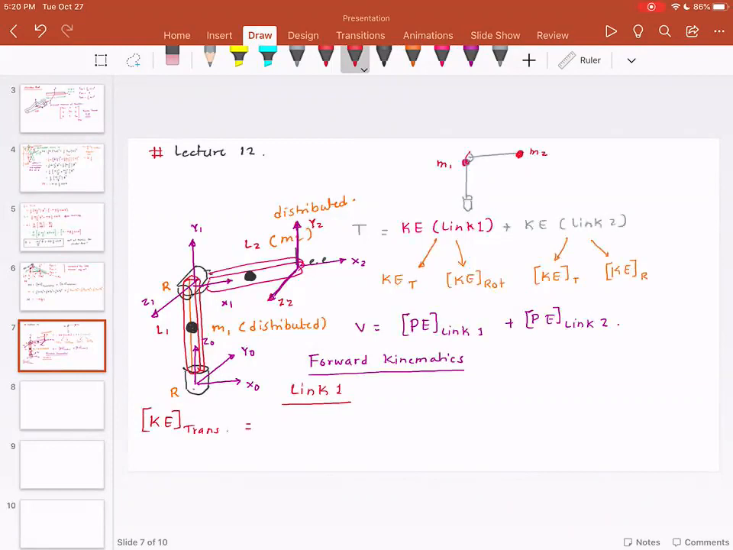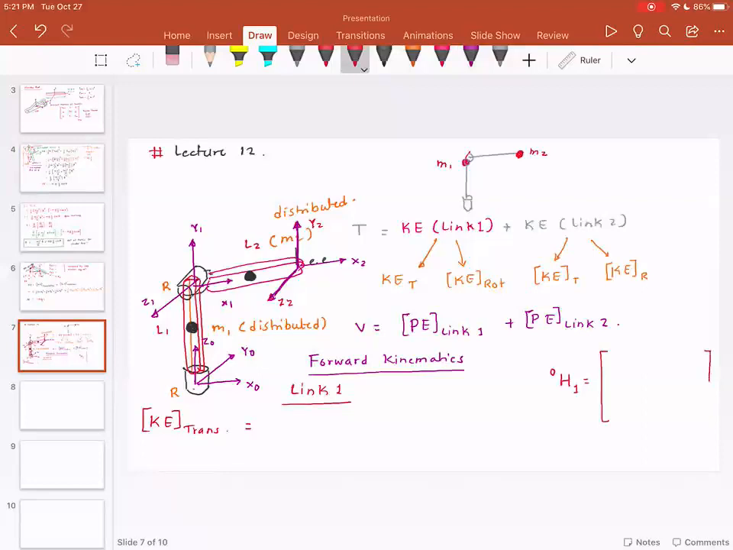To find kinetic energy in translation, I need the velocity of mass m1. How do we find out the velocity of mass m1? What I need to do is, I want you to look at your homogeneous transformation matrix 0h1. I want you to look at the homogeneous transformation matrix 0h1.